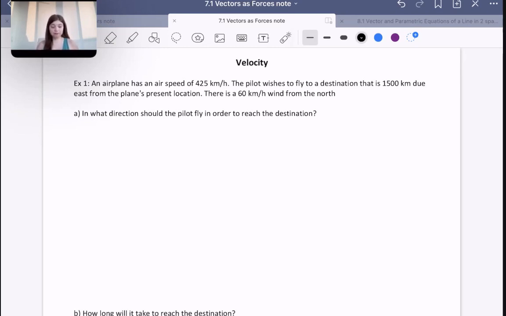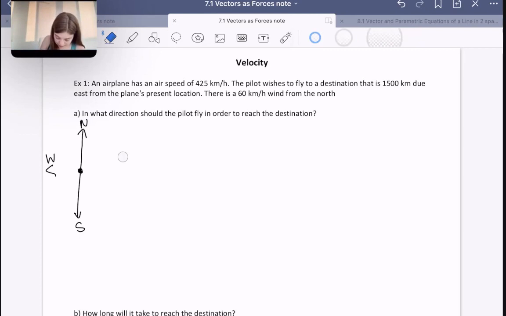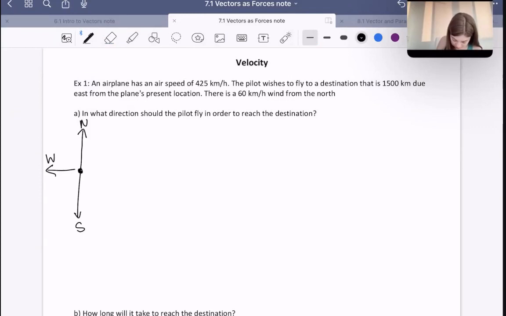So, first, I want to give an overview as to how we're going to solve this. So, we have four directions, right? We have north, south, east, and west, right? And basically, the airplane can go 425 kilometers an hour, and we would like to reach somewhere that is 1,500 kilometers due east. So let's say the plane is starting here. Our starting point is right here. I'm actually just going to extend this line a little bit here, like that.